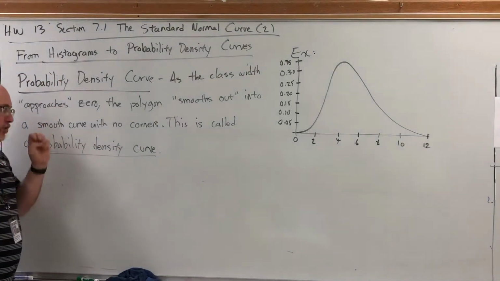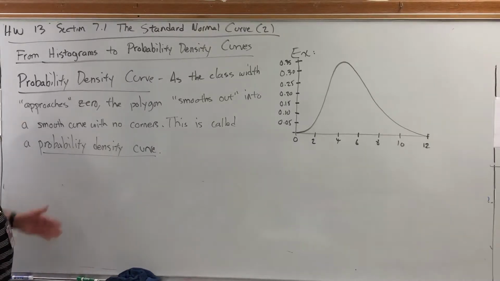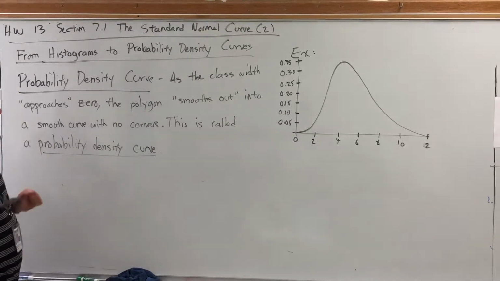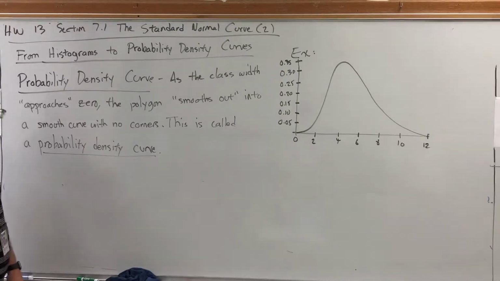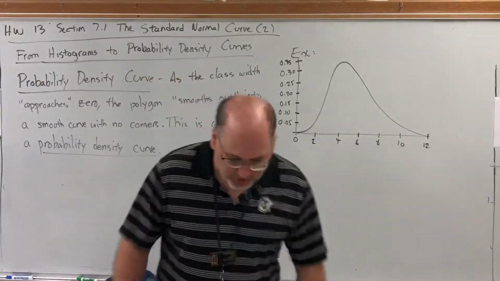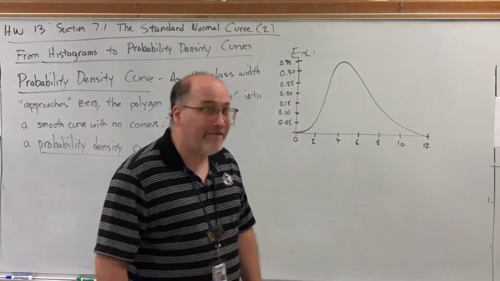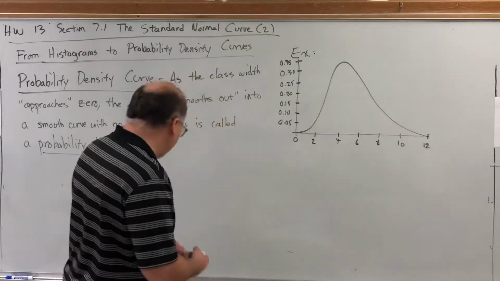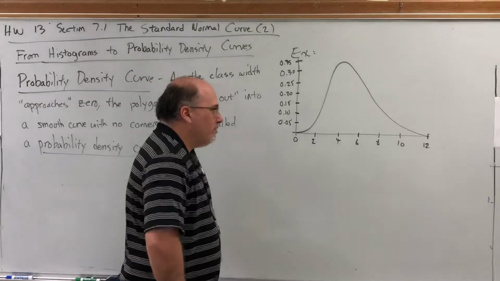And again, the word smooths out has a rigid definition in calculus, but intuitively it just means no corners. The polygon smooths out into a smooth curve with no corners. This is called a probability density curve. And I have a picture of one drawn here. If you happen to have your textbook, this is the same one that is drawn on page 295 in example 7.1. So what does a probability density curve tell us?